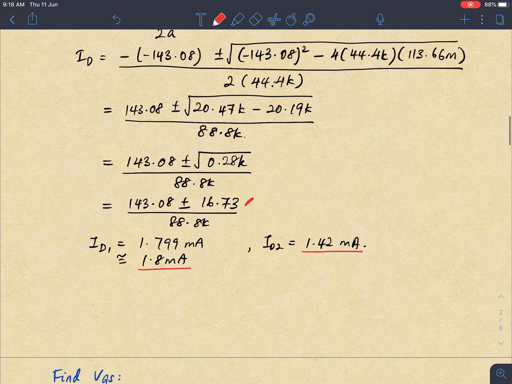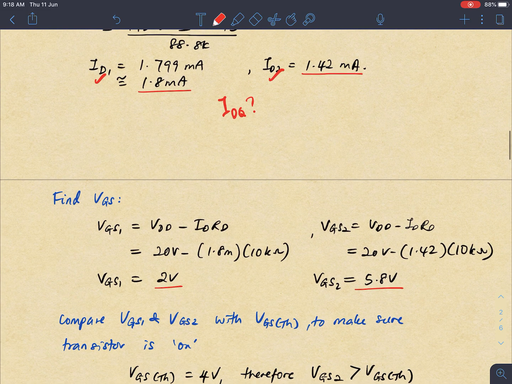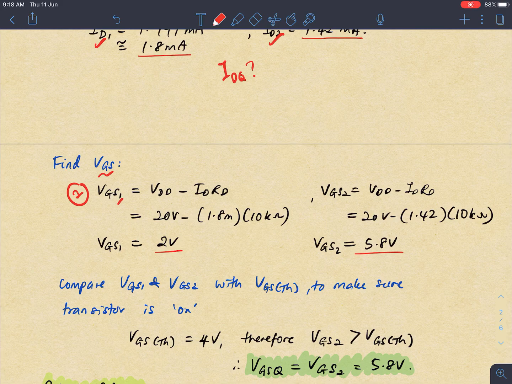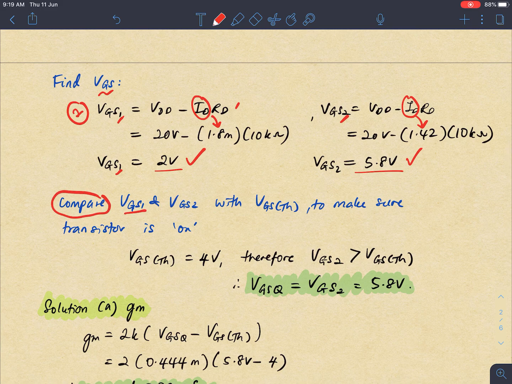Finally, I got two currents, ID1 and ID2: 1.8 milliampere and 1.42 milliampere. At this time, we don't know yet which one is the IDQ, because we have to insert these values into the VGS equation, which is equation number 2. Insert one by one, for VGS1 and VGS2. For VGS1 we get 2 volt and VGS2 equals 5.8 volt. So now we have to compare VGS1 and VGS2 with VGS TH. Why must we compare?